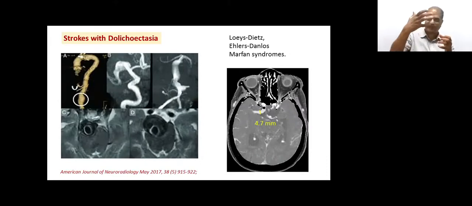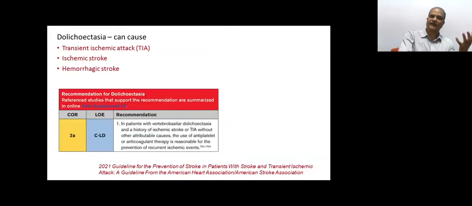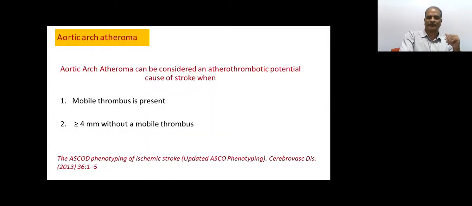One is direct compression on the brainstem and occlusion, or you can have a thrombus forming in the lumen of these dilated vessels, which can cause strokes. So all these mechanisms can cause stroke. But if the patient is already on antiplatelet and still getting strokes, and imaging shows any signs of any thrombus sitting in one of these dilated arteries, you can start anticoagulation for those patients.